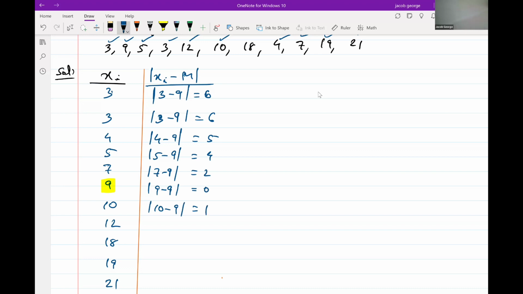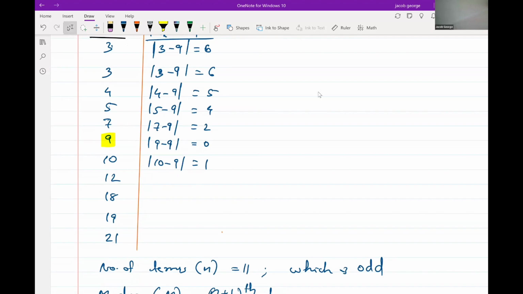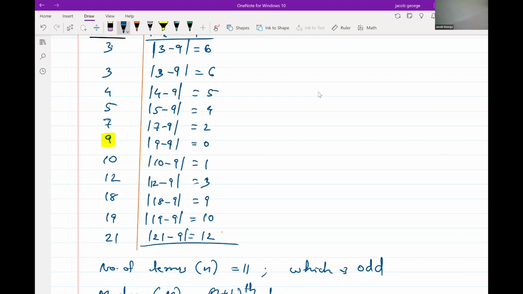Like this, we calculate modulus xi minus m. Please continue and get all the values. What is the next one? Modulus 12 minus 9, that is equal to 3. Then modulus 18 minus 9 is 9. Modulus 19 minus 9 is 10. Modulus 21 minus 9 is equal to how much? 12. Then you will find sigma of this, sum of this, okay? How much did you get as the sum? 58. All of you got 58.